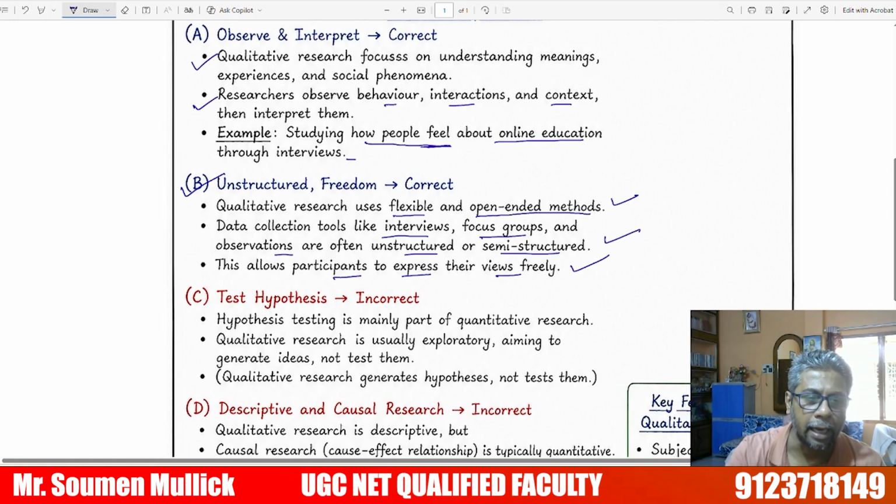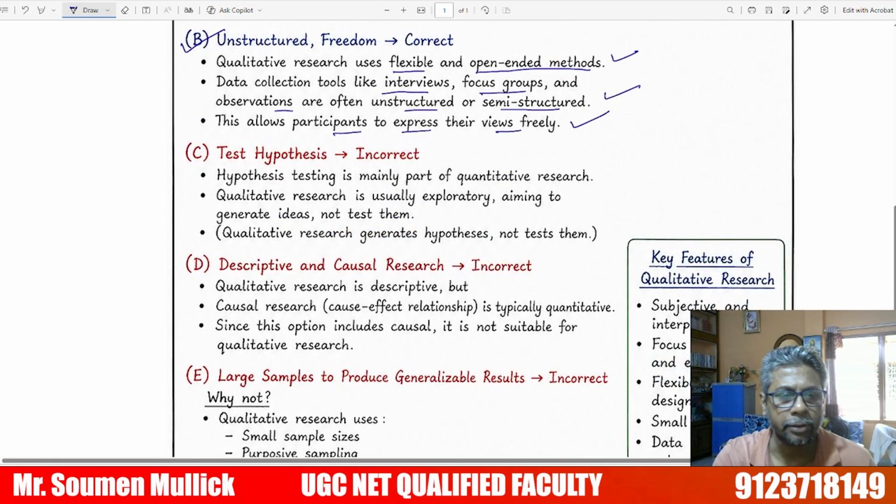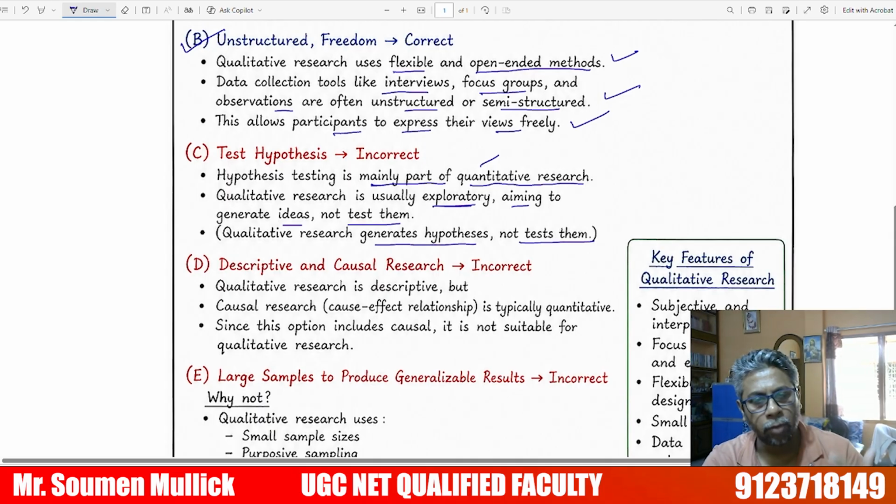Now the next option is test hypothesis. Hypothesis testing is the main part of quantitative research. In the case of quantitative research, we use hypothesis tests. Qualitative research is usually exploratory research aiming to generate ideas, not to test them. Qualitative research generates hypotheses, not tests them. In quantitative research, we test the hypothesis.